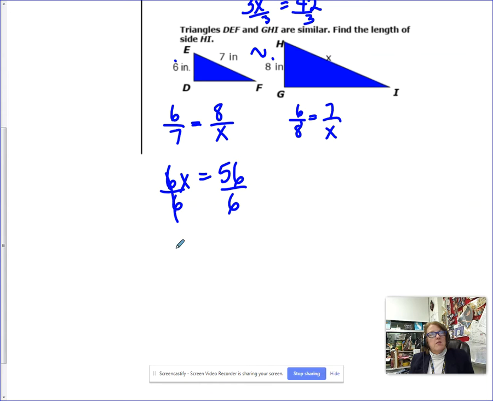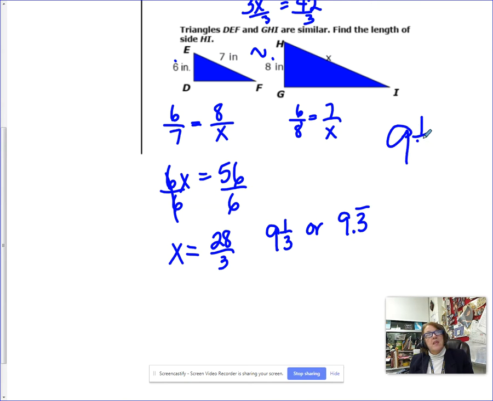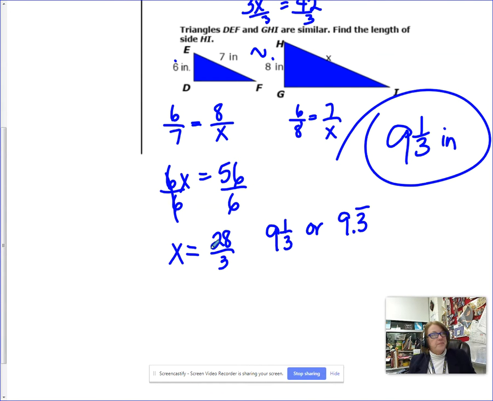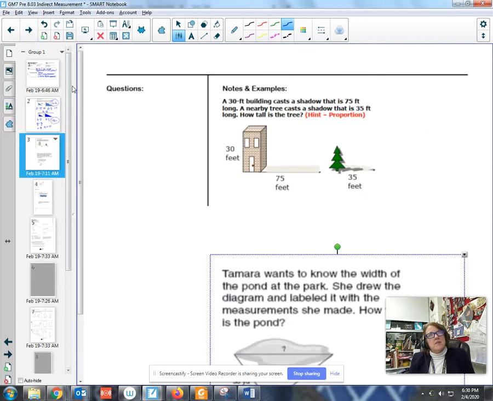And you end up with, all right, now 56 over 6 would be 28 thirds, which is the same as 9 1/3, or as a decimal, 9.3 repeating. Use exact. I didn't say anything about rounding these, so go ahead and use the exact answer, but please label it inches. 9 1/3 inches. There you go. All right, let's move on to the next ones.